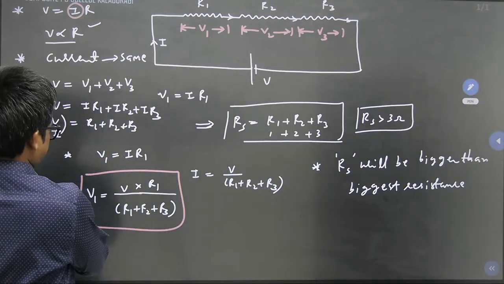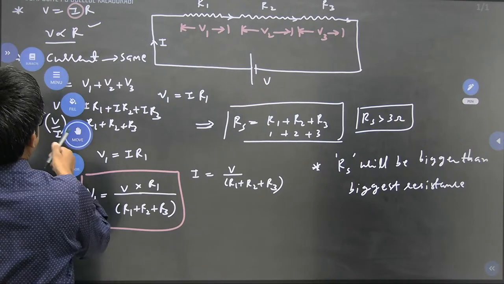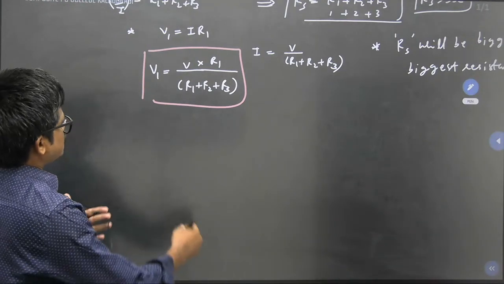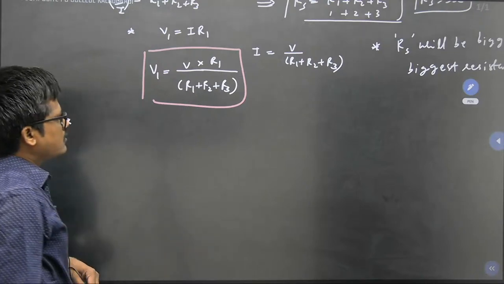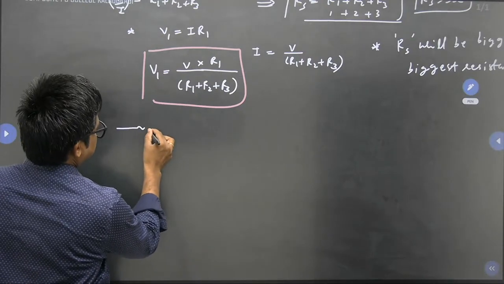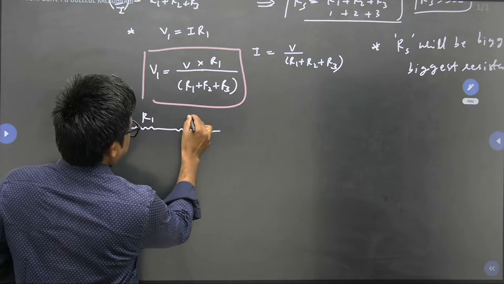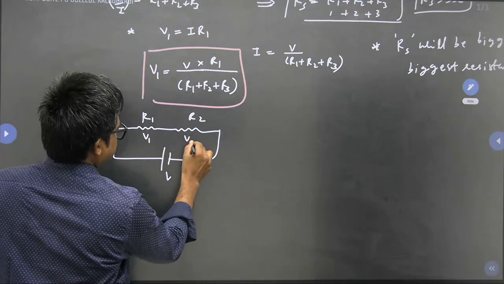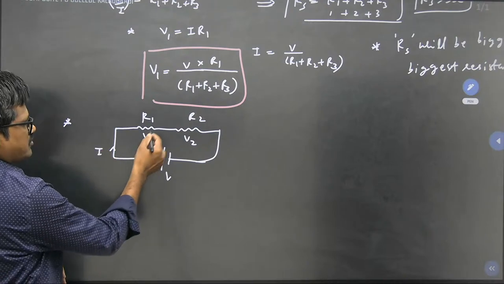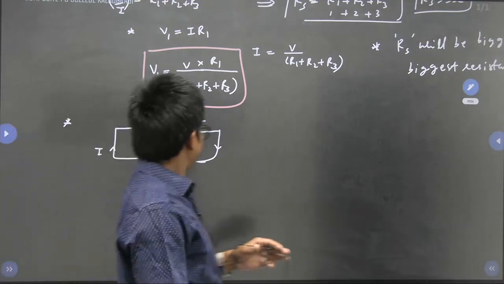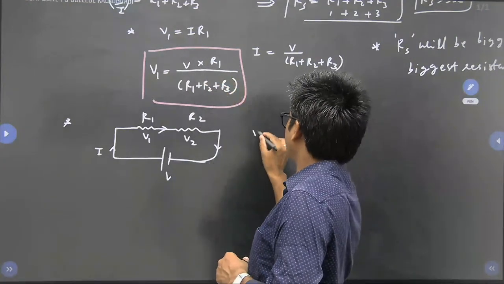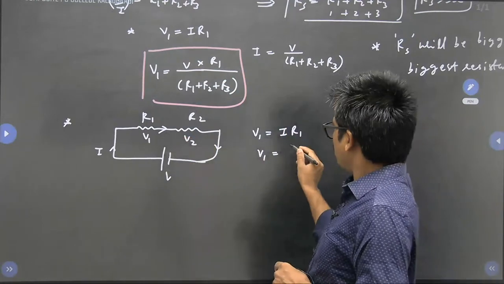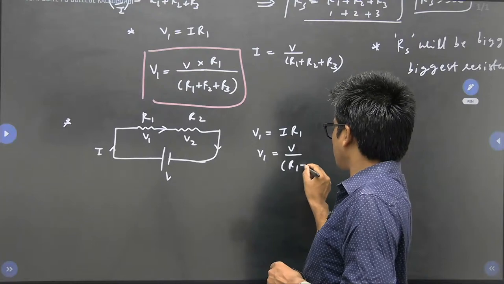Okay, now let me move on to the other cases. For the two resistors case, this is R1 and this is R2. If the supplied voltage is V, let this be V1, let this be V2. Simply one net current will develop, that will remain the same. So V1 equals I into R1. What can I be written as? Total supplied voltage divided by effective resistance R1 plus R2.